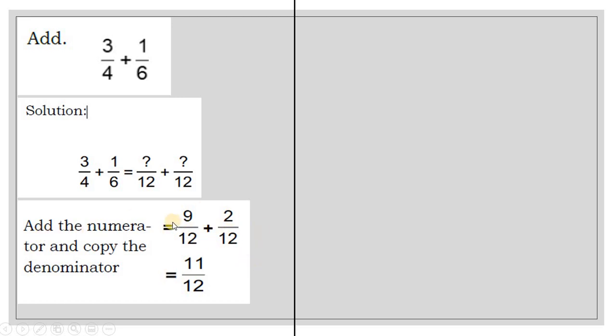So, now we can add the numerators and then just copy the common denominator. Diba? Kasi similar fractions na sila. So, 9 plus 2 is 11 and copy the common denominator which is 12. So, the final answer here is 11 over 12. So, wag kalimutan yung process. 12 divided by 4 times 3. Okay? Divide sa denominator and then multiply sa numerator.